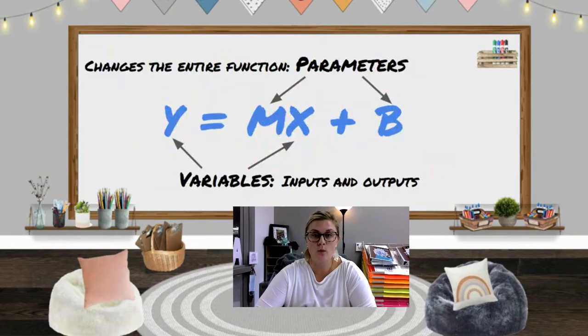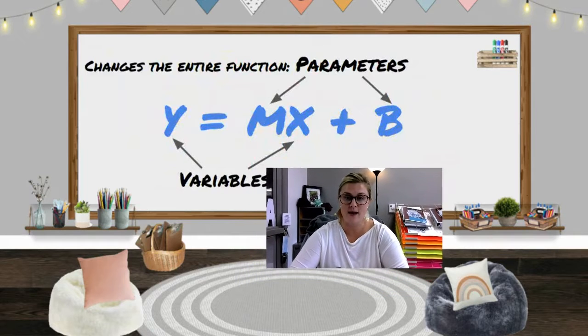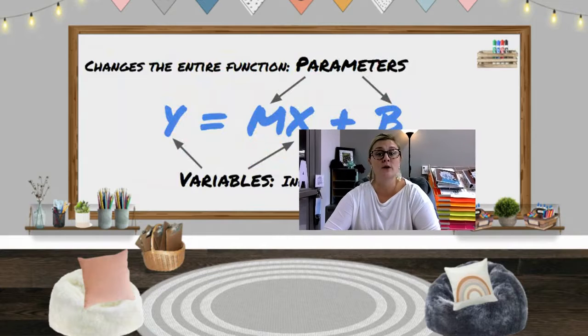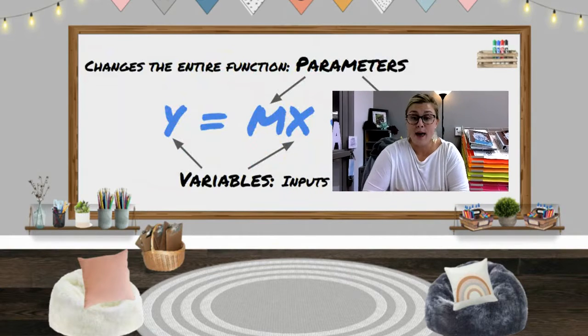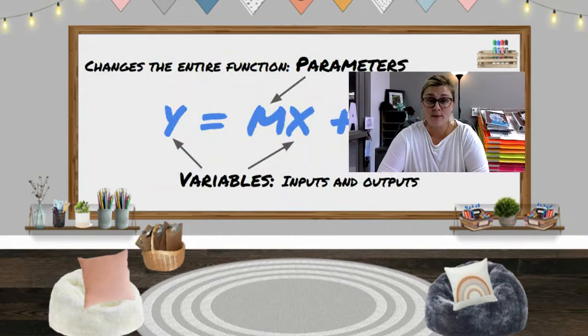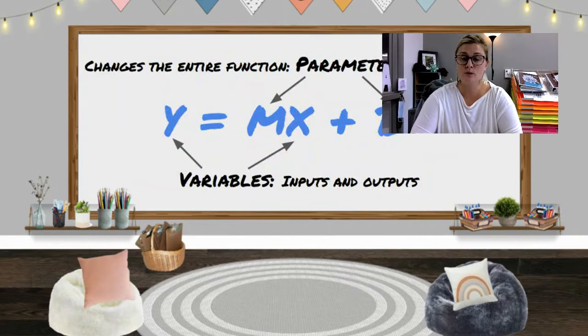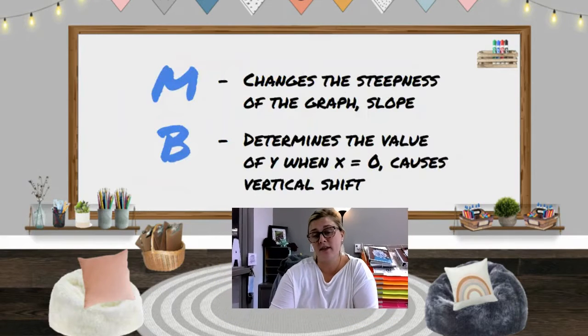Together, we are going to look at 1-98. So we are going to consider the function y equals mx plus b. Y and x represent all of the possible inputs and outputs of the function, while m and b are what we call parameters. So if we change the parameters of a function, this will change our entire equation. Let's look a little more in depth at these variables.